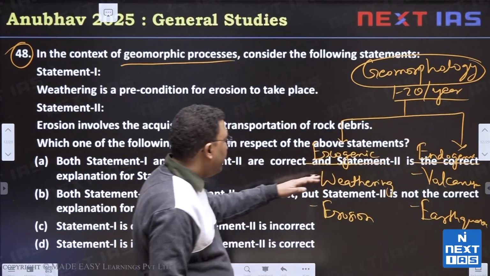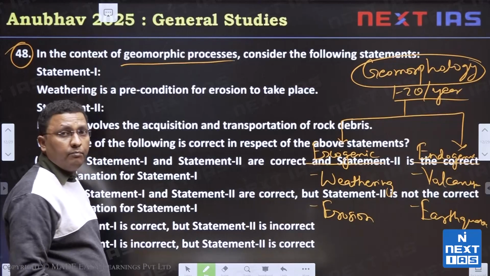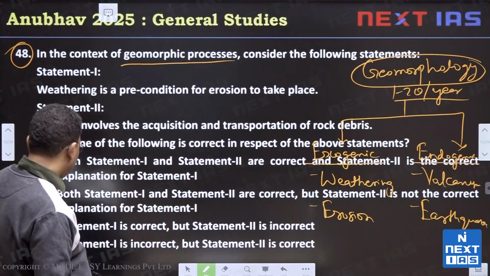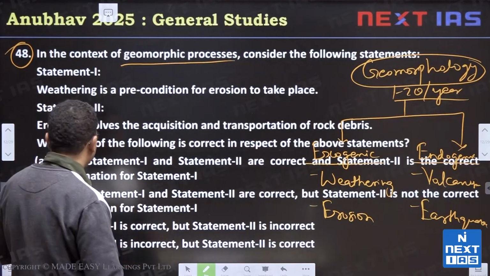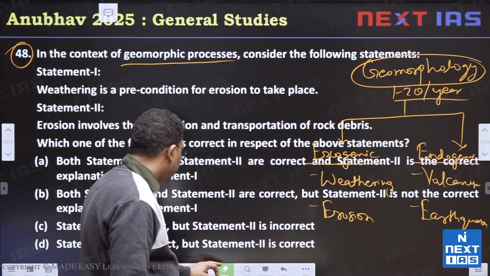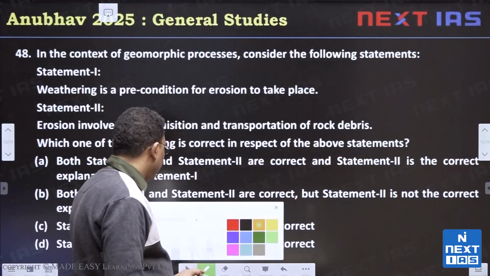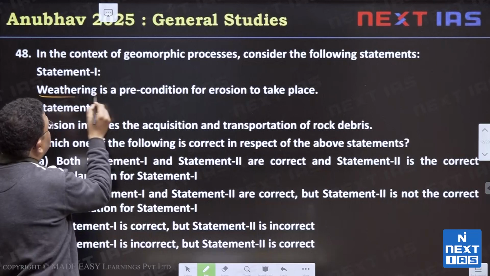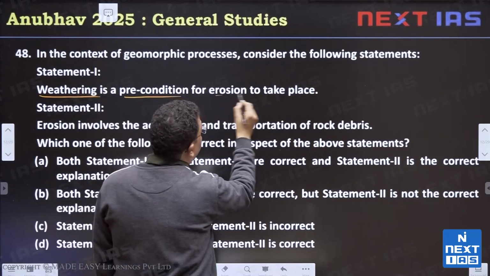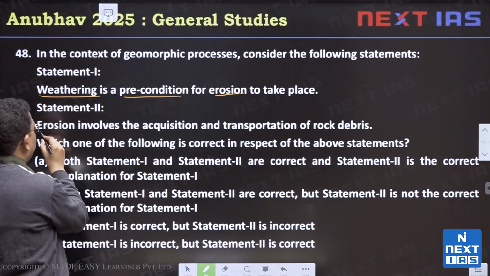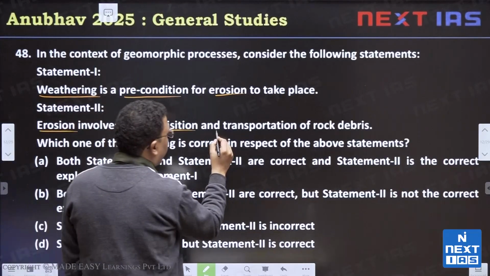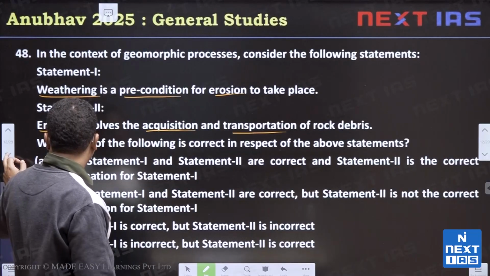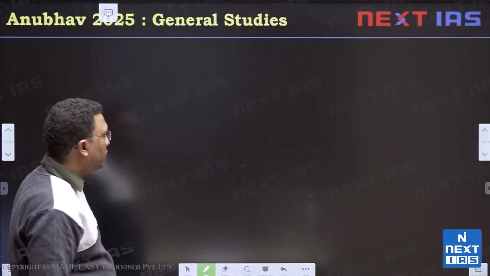Right? So that's why a question based on weathering has been put in your test. Let's see the underlying concept and then we will come back to our question. Let's read the statement first. First statement says weathering is a precondition for erosion to take place. Second statement, erosion involves acquisition and transportation of rock debris. Let's first see the underlying concept and then we will come back to our question.